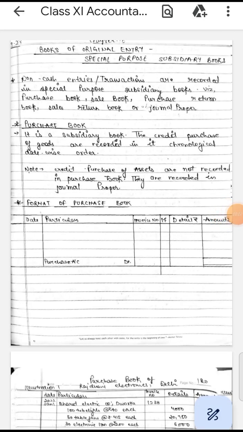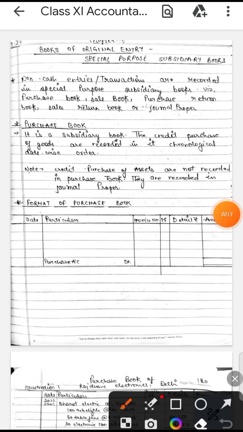Hello student, today we are going to understand the concept of accountancy from chapter 10, Books of Original Entry, Special Purpose Subsidiary Books. Our chapter name. Firstly, we have to understand the theory perspective of this chapter.